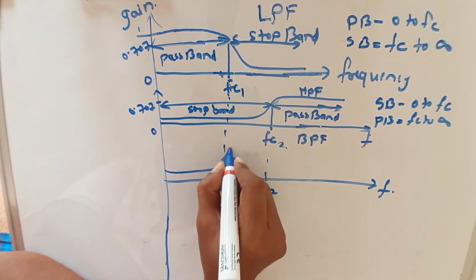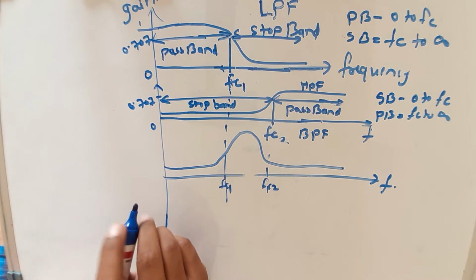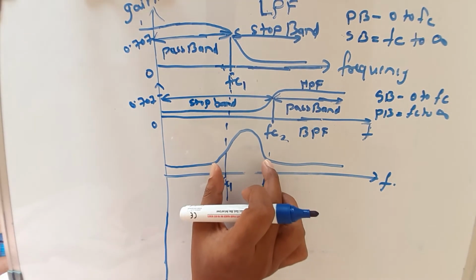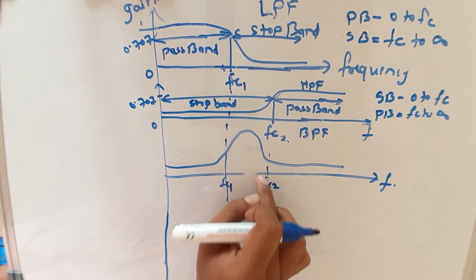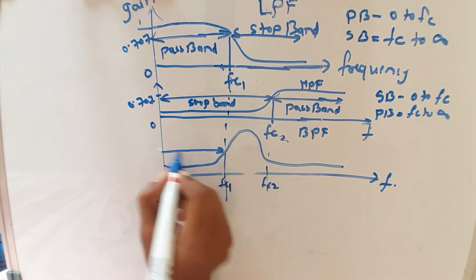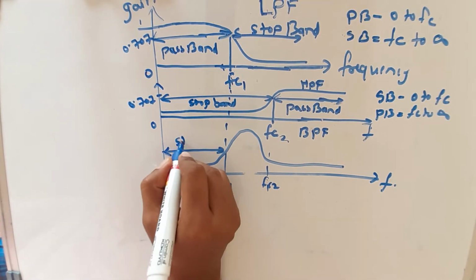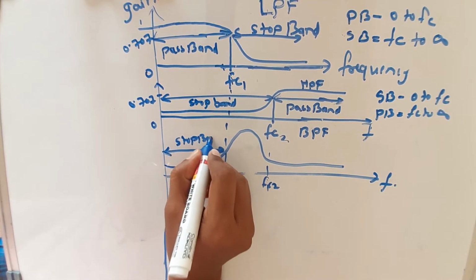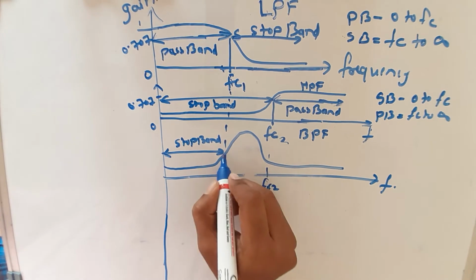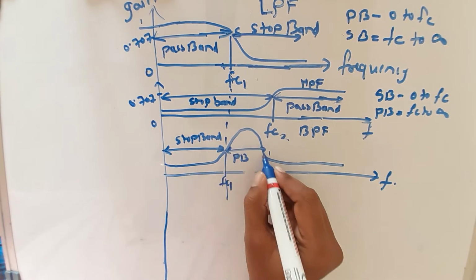So here the graph is like this. It will pass the frequency in between the low pass and high pass. Okay, so just tell me, which band is this? The gain must be minimum here. This is a stop band. Now this band is a pass band.